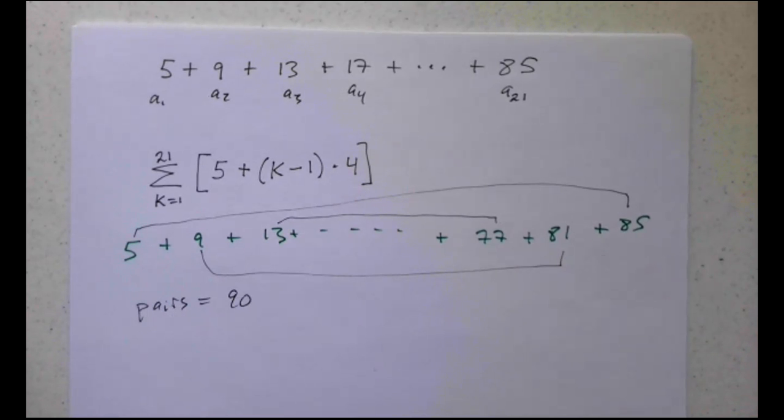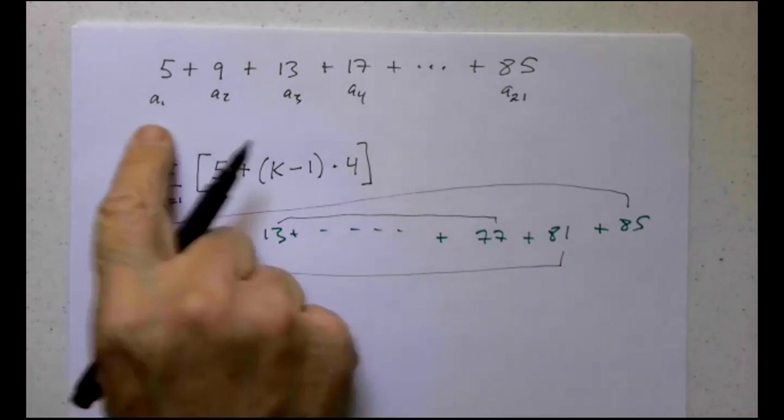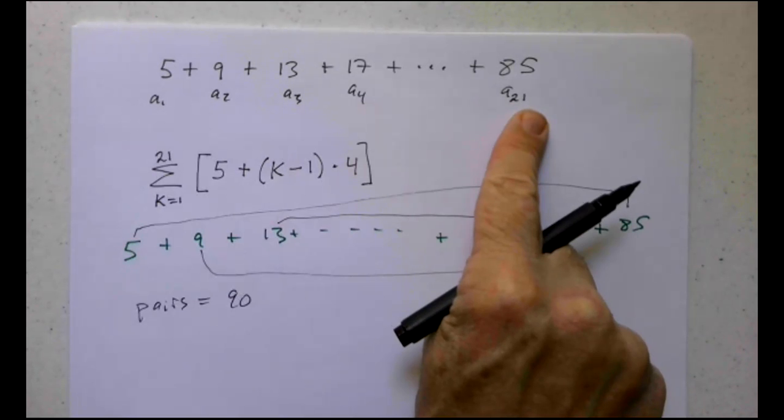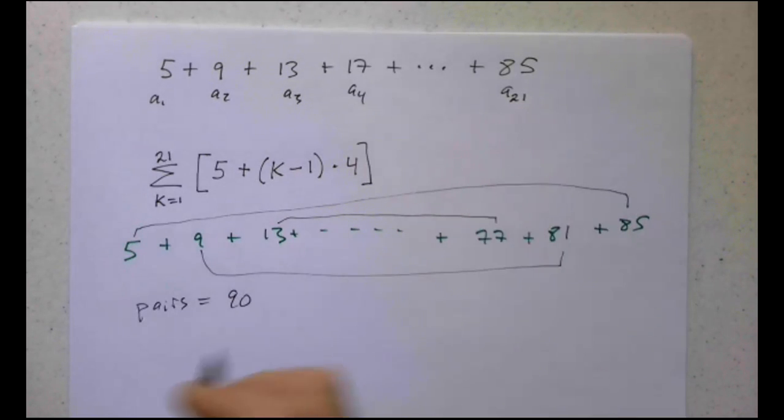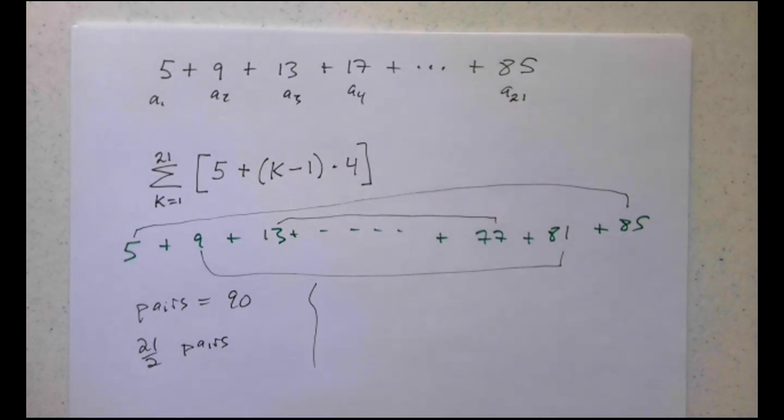How many pairs do I have? Well, I have 21 numbers in the list, so I don't have an even number. If I had 20 numbers, it'd be 10 pairs. But I have 21 divided by 2 pairs, or 10 and a half pairs. So right in the middle of this thing is going to be 45. But my answer is still the same.